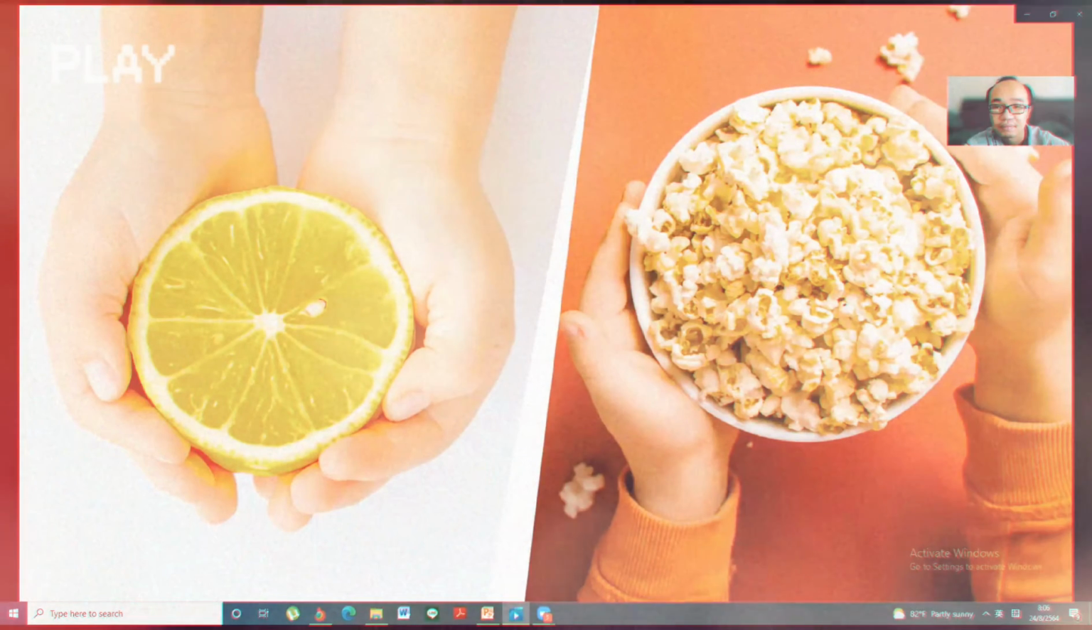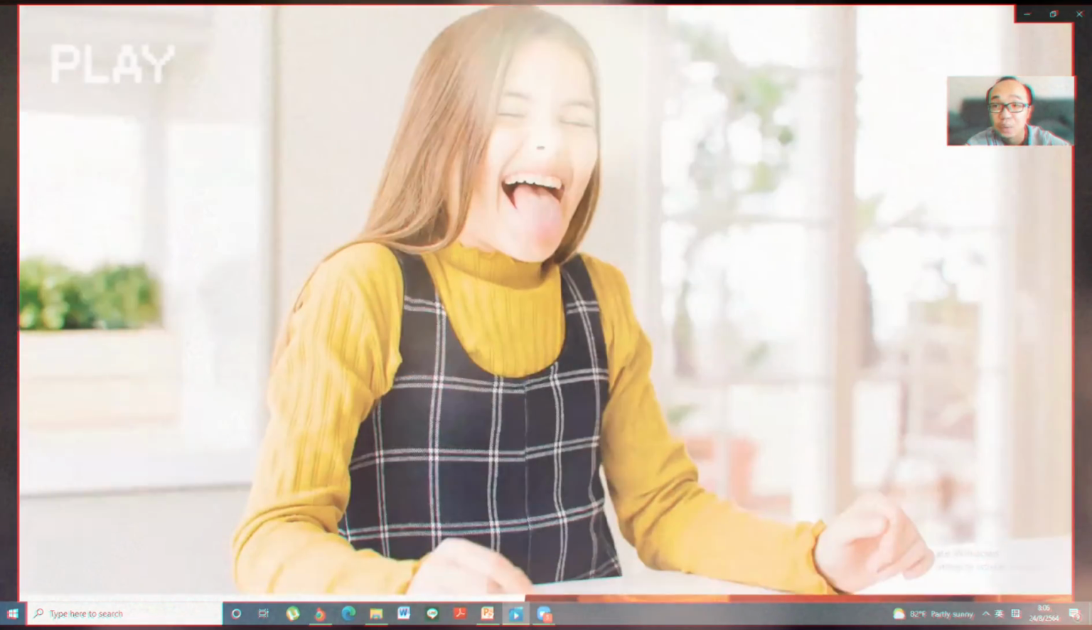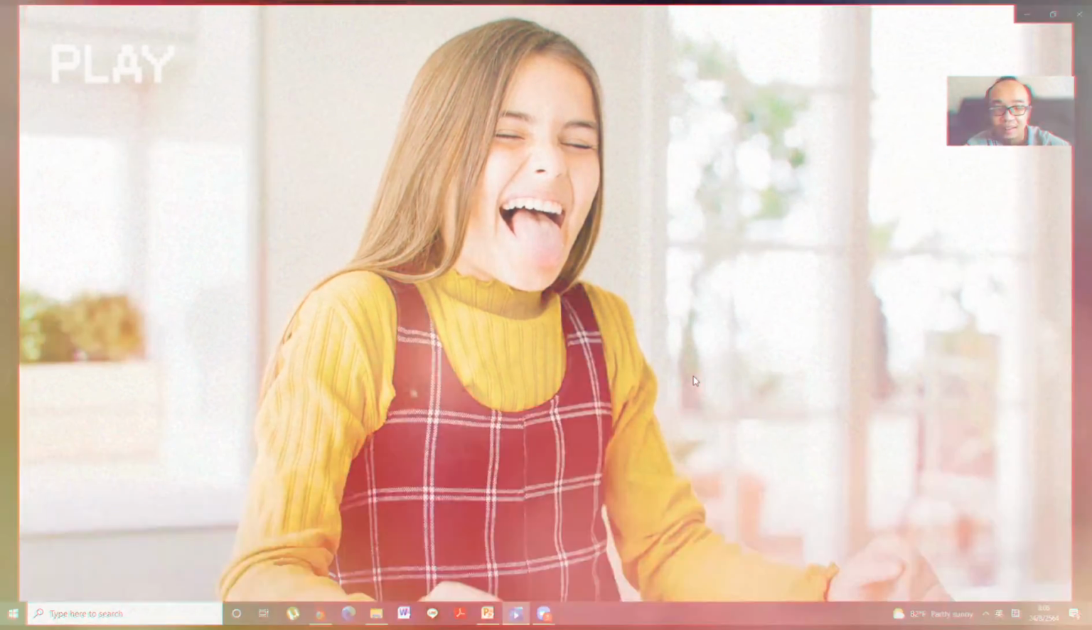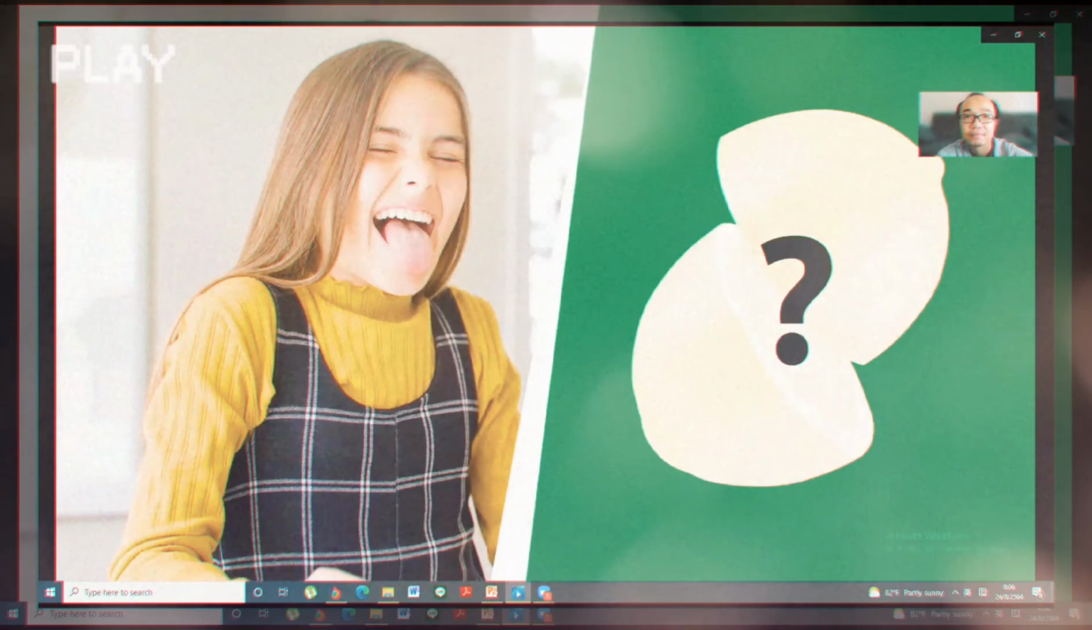All this is possible thanks to the sense of taste. Yeah, we can separate the taste because of the tongue. Sense of taste allows us to identify and learn how foods taste.